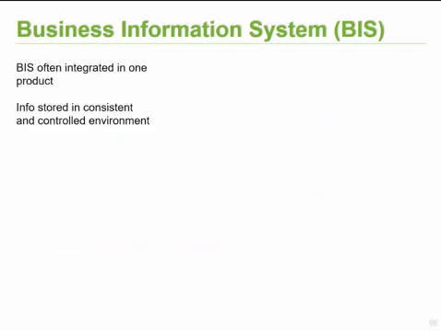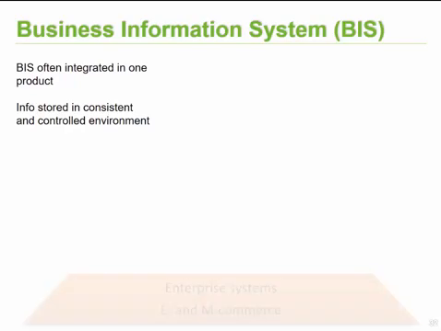So what we know is that business information systems are often integrated into one product, and the information is saved in a consistent and controlled environment, meaning that if people are used to the environment, they would know what functionality is available and how to use information within that particular environment. Now let's continue with the next section, talking about the different types of systems and how they fit into the bigger picture. We're going to do this in the form of a pyramid.